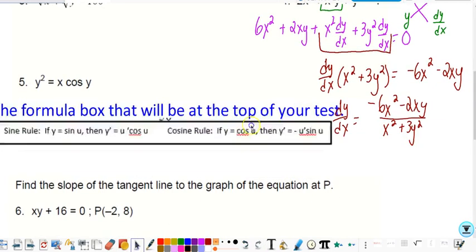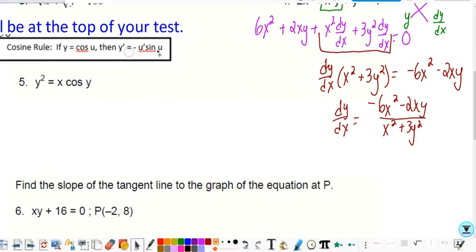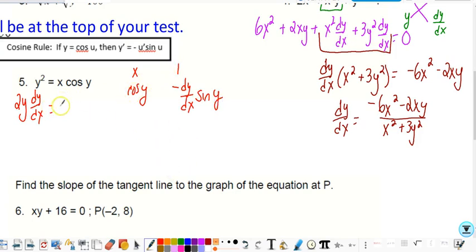In number 5, I needed these formulas. So we just need cosine. On the left-hand side, I got 2y dy dx. We got a product rule here of x and cosine y. Derivative of x is 1. Derivative of cosine y is negative y prime, which is dy dx, sine y. So the right-hand side is cosine y times 1 plus negative, so really going to be subtraction, dy dx sine y times x.